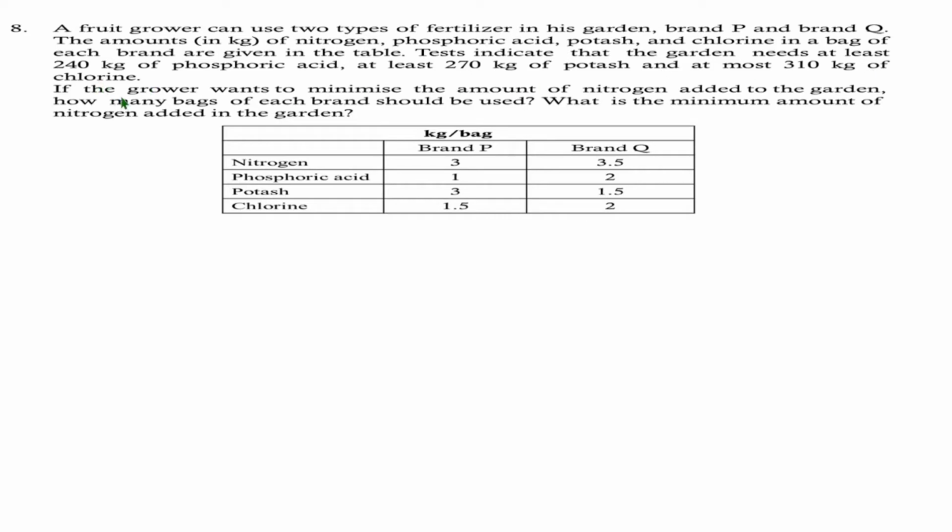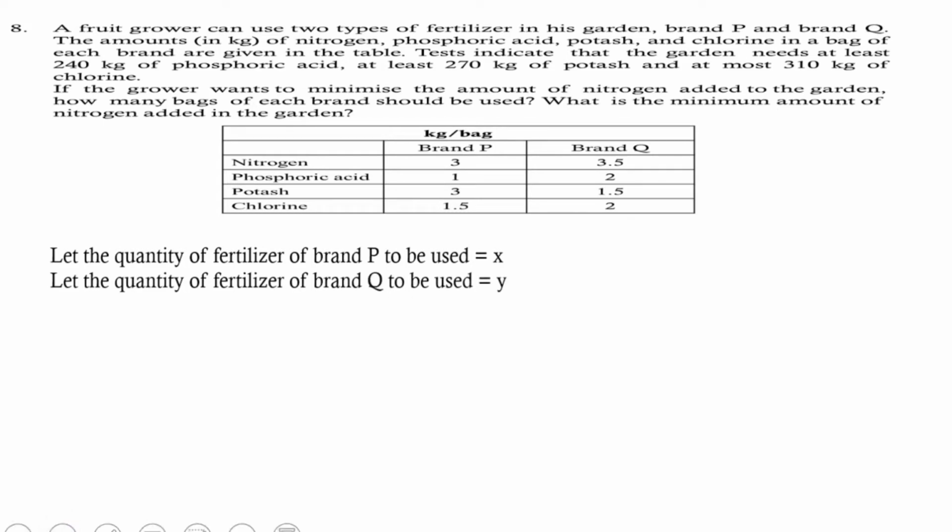Now what is the question? The question is, if the grower wants to minimize the amount of nitrogen, how many bags of each brand should be used? So, our question is to minimize the amount of nitrogen. And it is also asked what is the minimum amount of nitrogen added in the garden. So, first let us assume that the quantity of fertilizer of brand P to be used is equal to x and the fertilizer of brand Q to be used is equal to y.